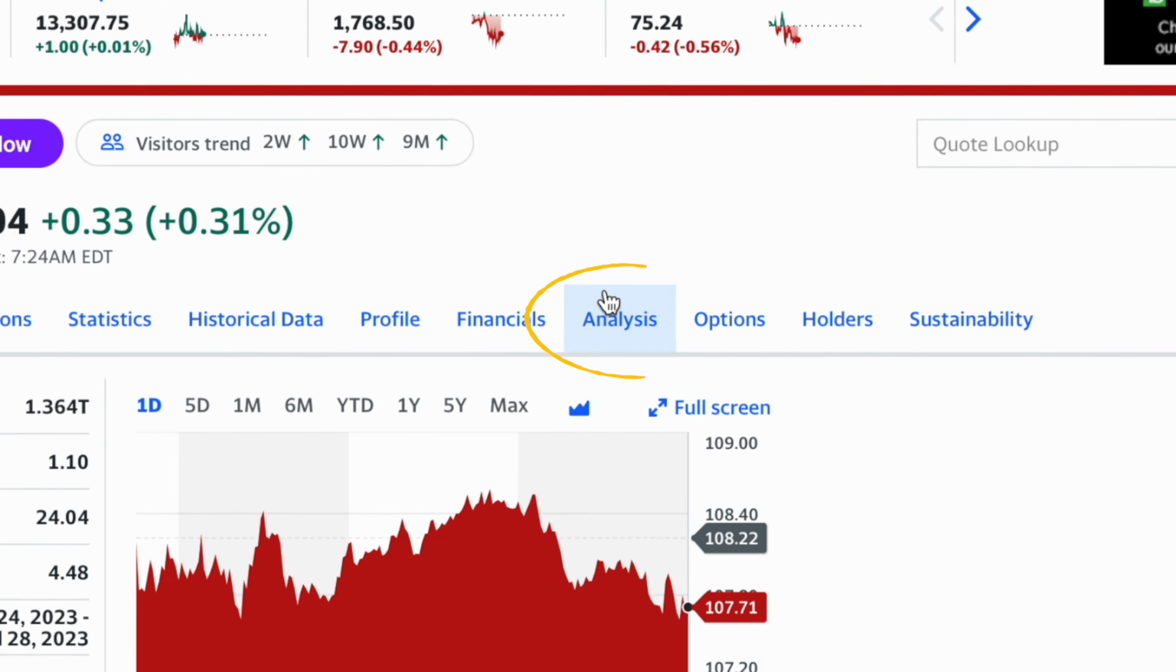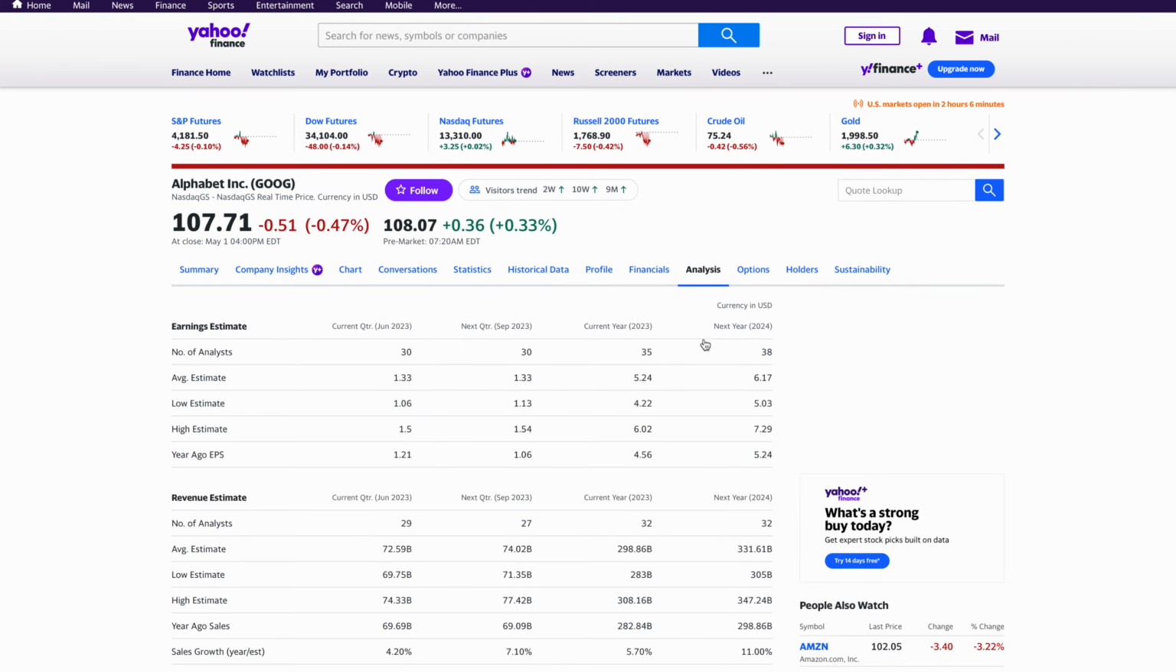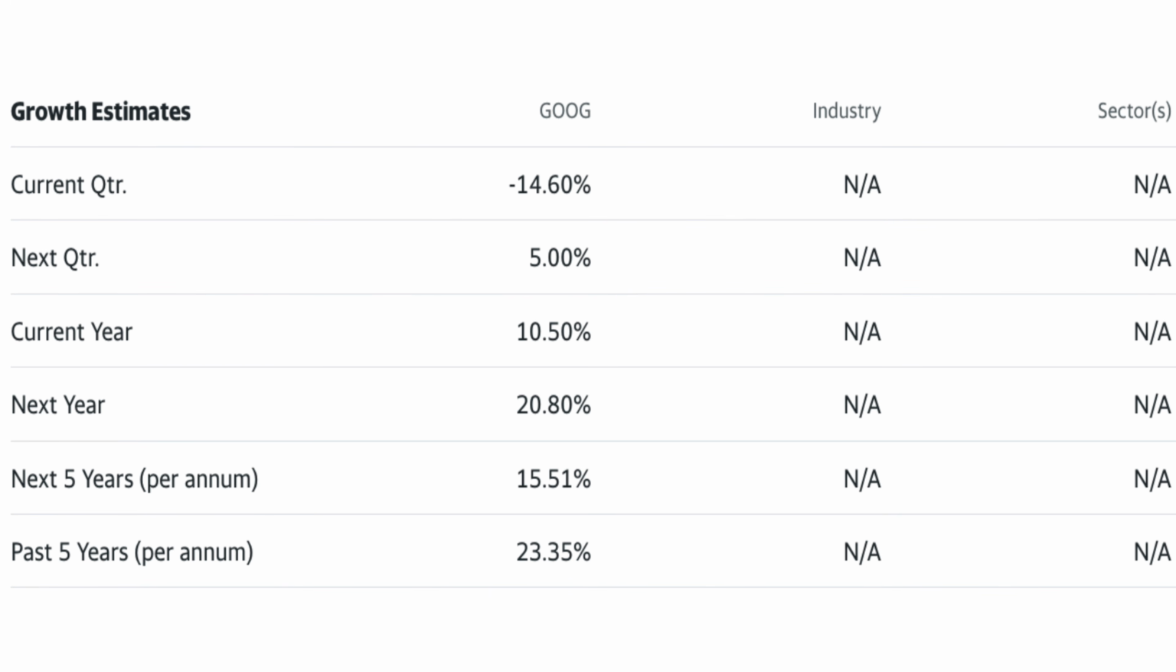A second proxy that you can use is to head on over to Yahoo Finance. You click on the Analysis tab and you scroll to the bottom of the screen where it talks about growth estimates over the next 5 years. Doing so shows us that analysts currently believe that Google is going to grow its earnings at a rate of 15% per year over the next 5 years. Now, it's important to note that that's relating to earnings, not free cash flow, but it is a decent proxy that we can use.